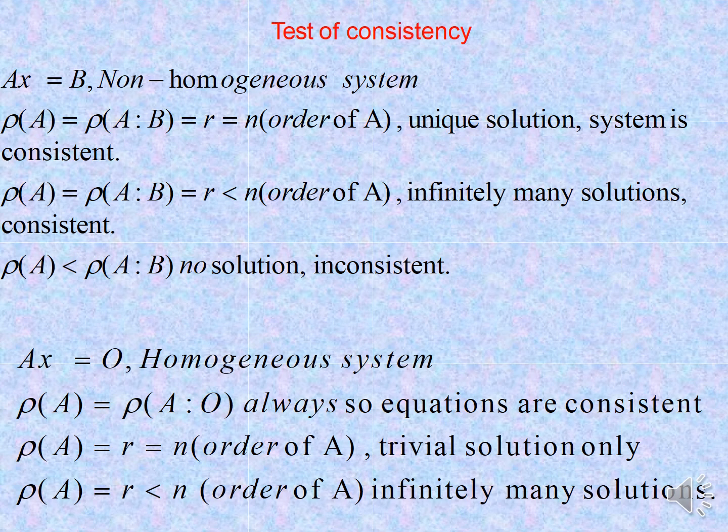Ax = b. If rank of A is equal to rank of the augmented matrix [A|b], which is equal to r, which is equal to n, the order of A, it means the system is consistent and it has a unique solution. If rank of A is equal to rank of the augmented matrix [A|b], which is equal to r, which is less than n, then the system is consistent and it has infinitely many solutions. If rank of A is less than rank of the augmented matrix, it means the system is inconsistent and it has no solution.